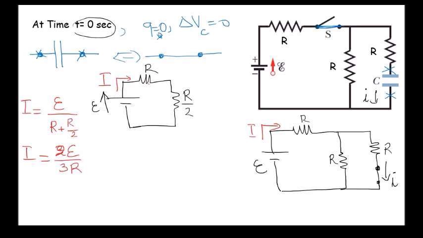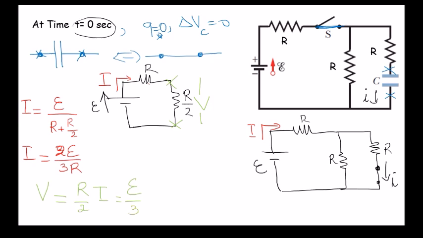All right, so I know the current, and I can calculate the potential here. That's a simple circuit problem. That's the resistance R over 2 times I. What is R over 2 times I? If you do that, you get E over 3.